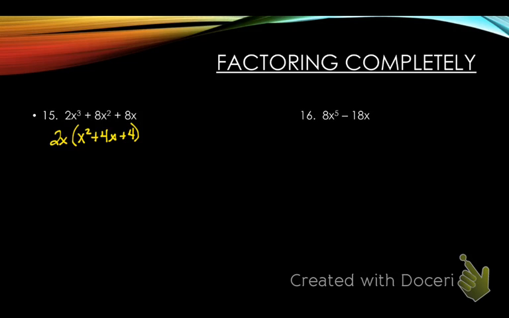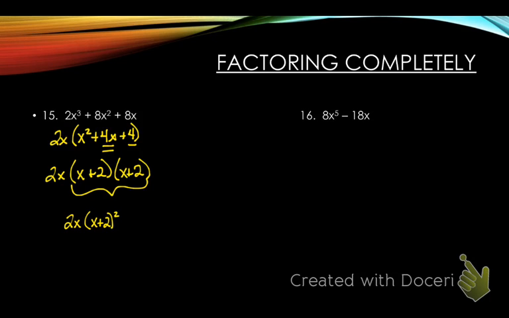Your fail-safe is always to look and do your x like we did yesterday. Are there 2 numbers that can multiply together to give me 4 here, and then add to give me 4x inside? So if I go 2x times x plus 2 times x plus 2. Now, I'm okay with you leaving it like this. This is a perfect square, so if you want to write it as 2x times x plus 2 quantity squared, that works as well.